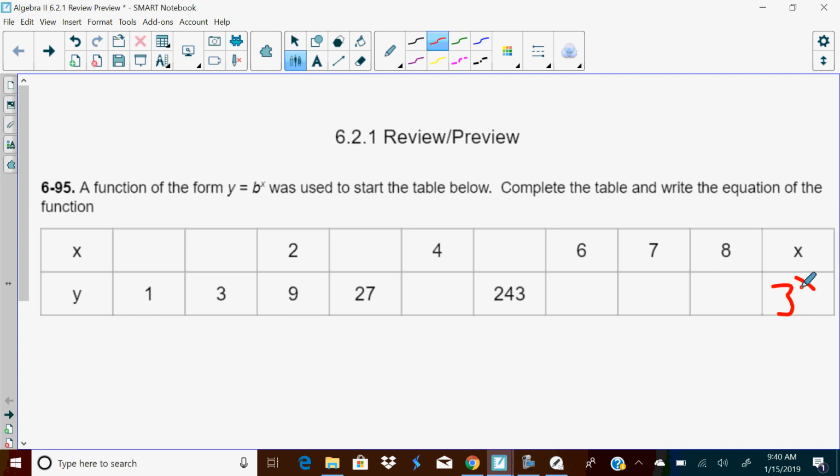So I know that if I raise 3 to the 0, I get 1. 3 to the first power is 3. 3 to the third power is 27. 3 to the fourth power is 81. 3 to the fifth power would give me 243. 3 to the sixth is 729. 3 to the seventh is 2,187. And 3 to the eighth power is 6,561.